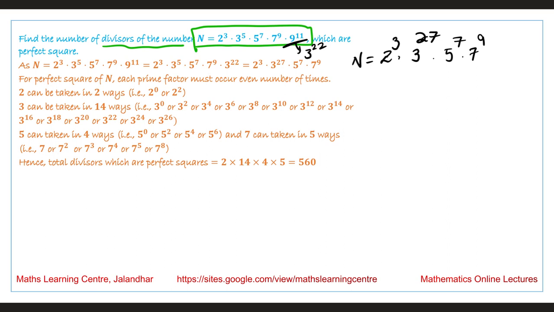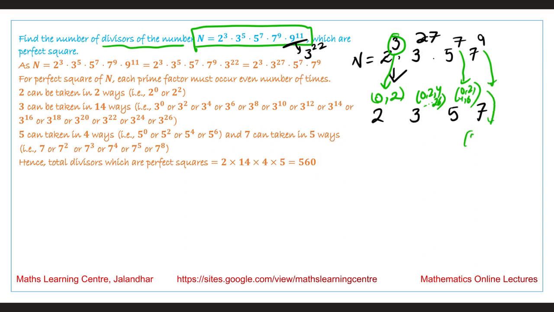Now we want the divisors of this number which are perfect squares. So suppose the numbers are 2, 3, 5 and 7. All these should have even power. The options for the power of 2 are 0 or 2. Options for the power of 3 are 0, 2, 4 and so on up to 26. Options for the power of 5 are 0, 2, 4 and 6. And options for the power of 7 are 0, 2, 4, 6 and 8.